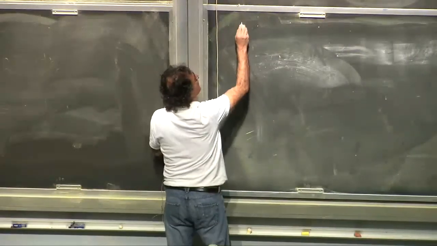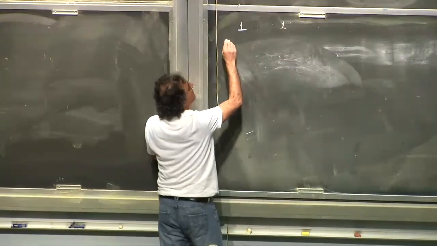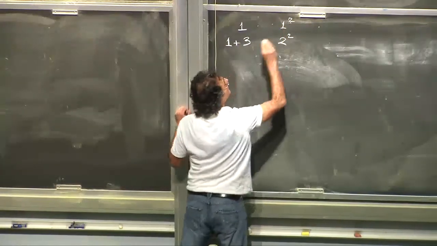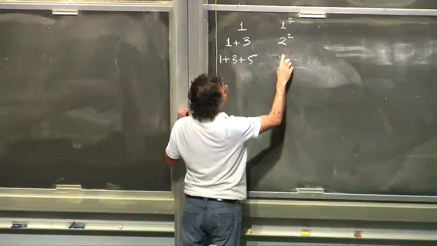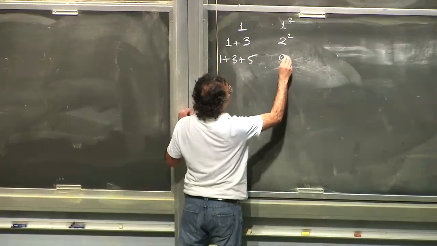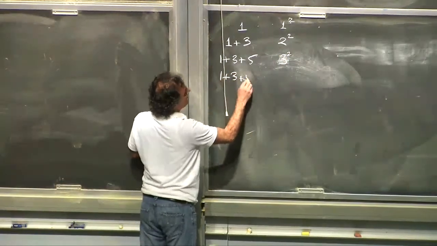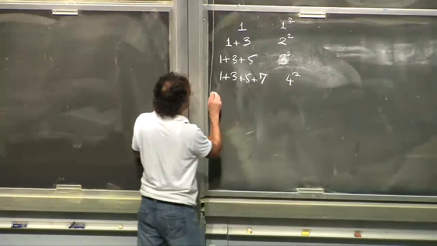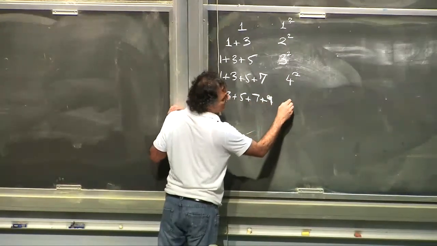To figure out what that something is, let's work with some examples. Let's figure out the sum of the first odd numbers. The sum of the first one is 1. The sum of the first two is 4, which is 2 squared. 1 plus 3 plus 5 is 9, which is 3 squared. 1 plus 3 plus 5 plus 7 is 16, which is 4 squared. 1 plus 3 plus 5 plus 7 plus 9 is 25, which is 5 squared.